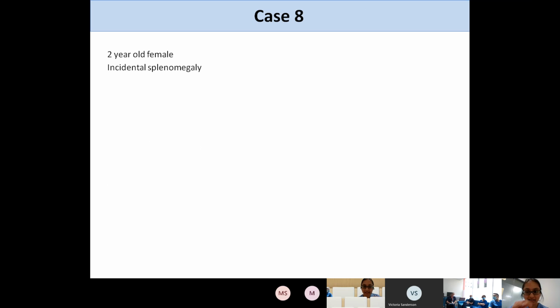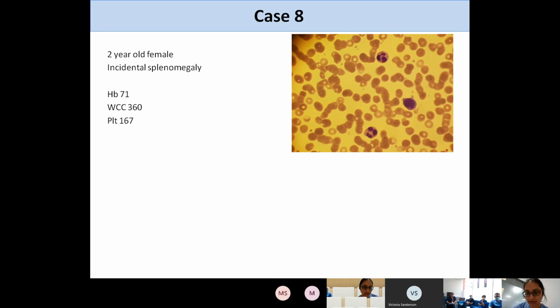So this is case 8. It's a 2-year-old girl who was incidentally found to have splenomegaly. This is one of my patients who went for an ultrasound scan to assess her kidneys because she'd had a UTI. They found that she had a spleen down to her umbilicus, with a hemoglobin of 71, a white cell count of 360, and a platelet count of 167. And this was her blood film.